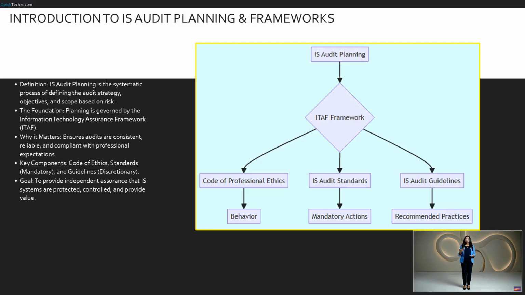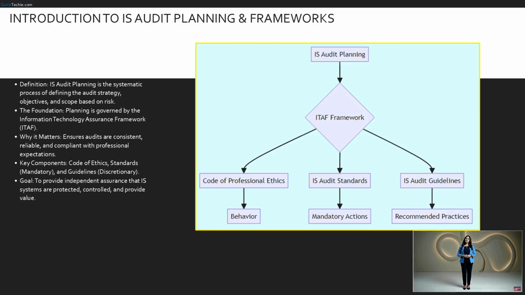In this module, we will break down the three pillars of this framework. The Code of Ethics, which guides our behavior, the standards, which are mandatory requirements we must follow, and the guidelines, which give us direction on how to implement those standards. Your goal is to build an audit plan that provides assurance that the organization's systems are safe and valuable.